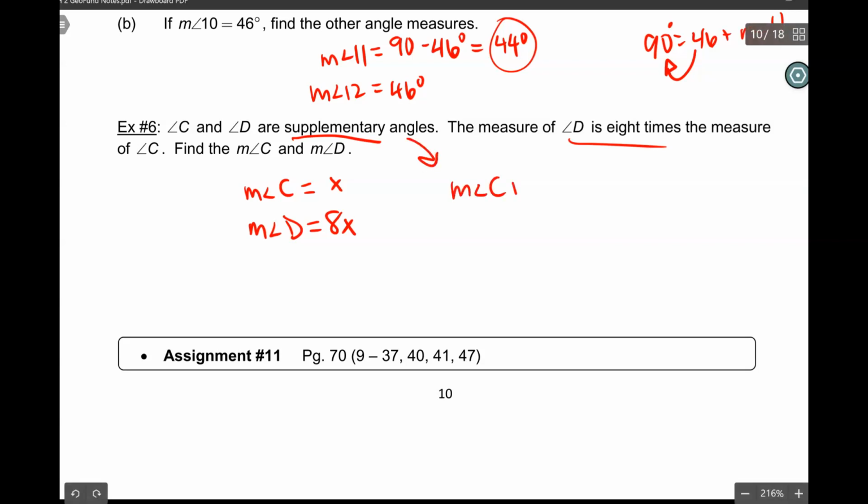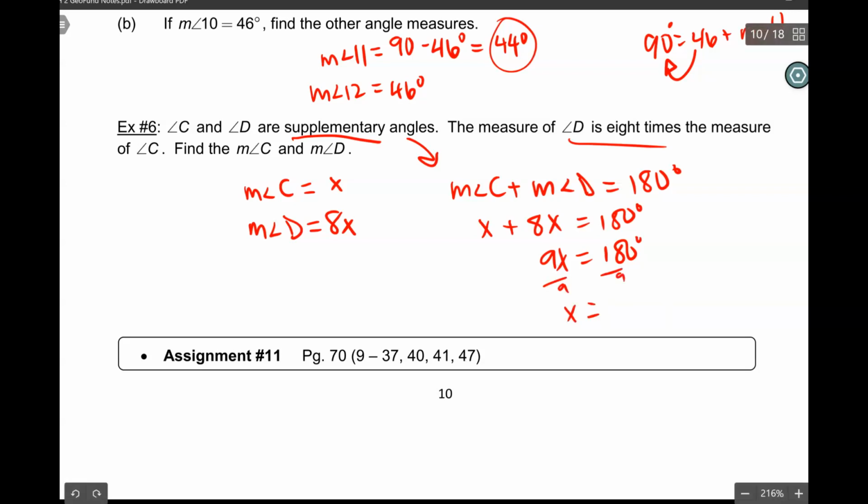So if I add the measure of angle C plus the measure of angle D, it's going to equal 180 degrees. So if I put x plus 8x, it's 180. So 9x is 180 degrees. Divide by 9 on both sides. x is going to be 20.